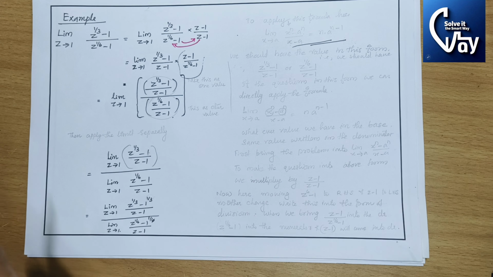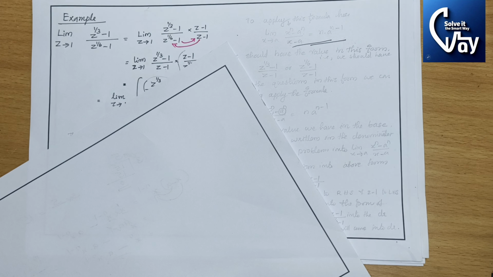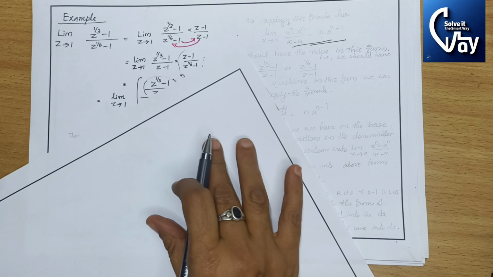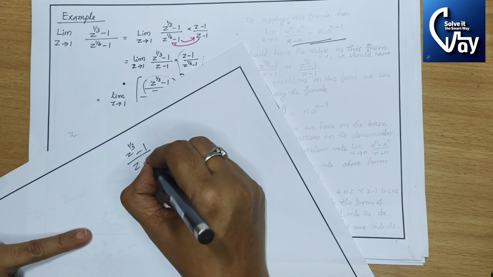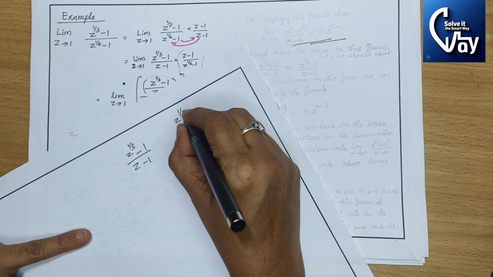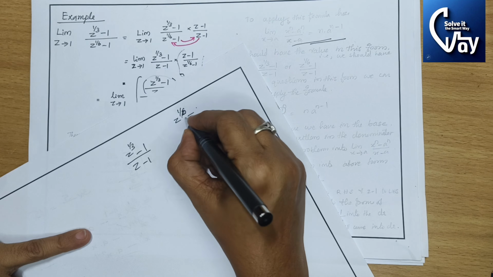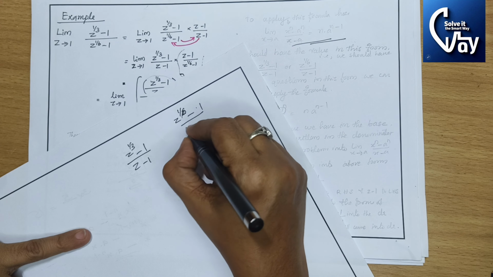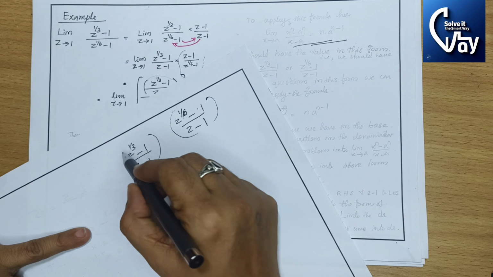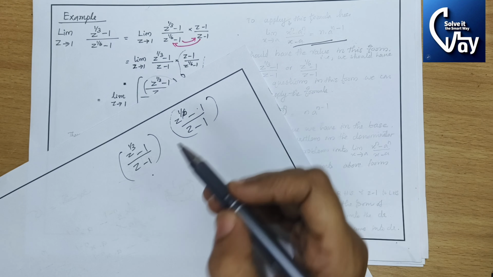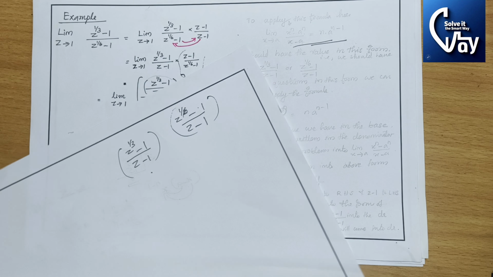How to change? This is in the form of (z raised to 1/3 minus 1) by (z minus 1), or (z raised to 1/6 minus 1) by (z minus 1). Convert the question into the form of this and this. Then only we have to apply our theorem.